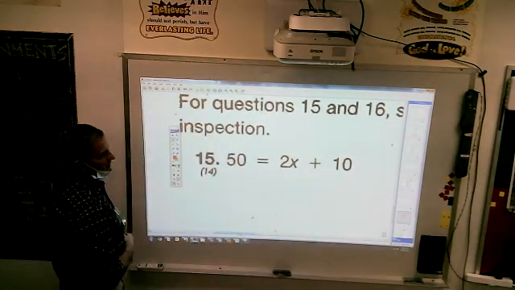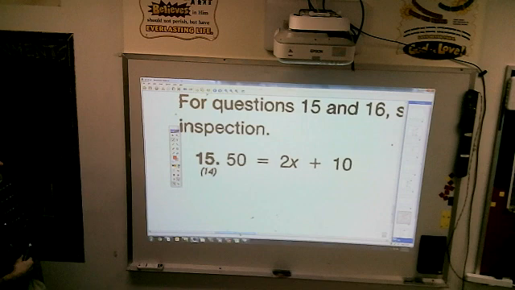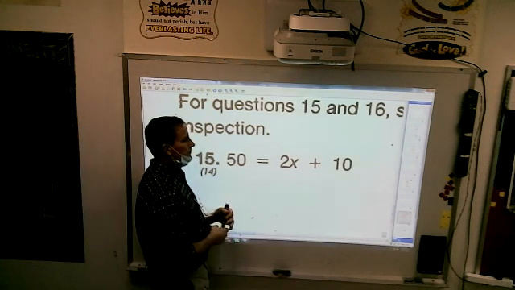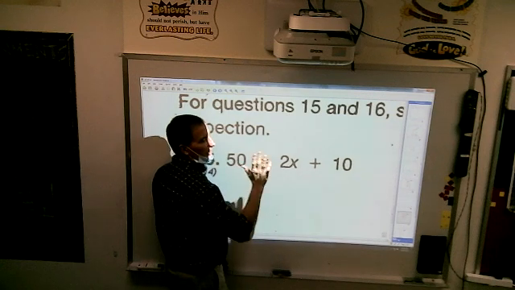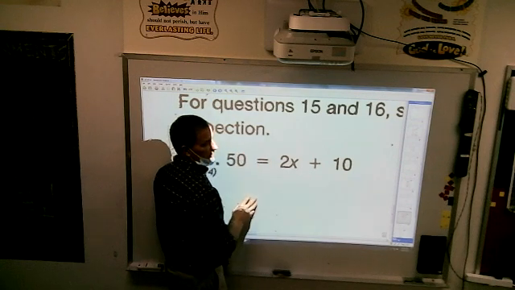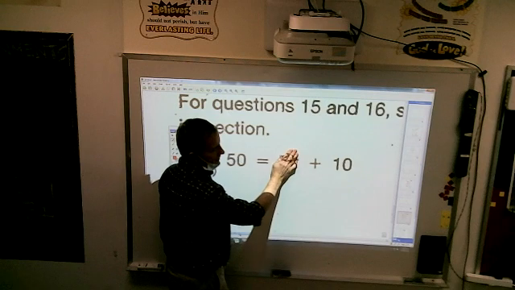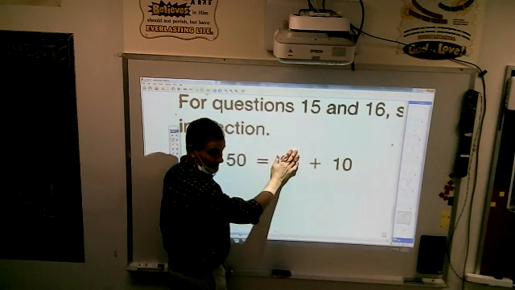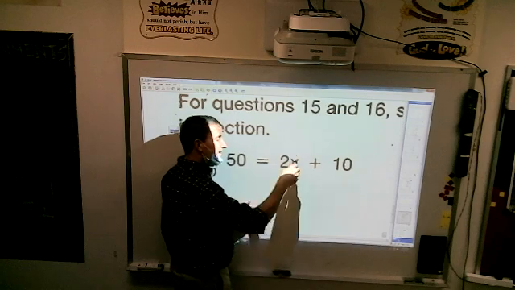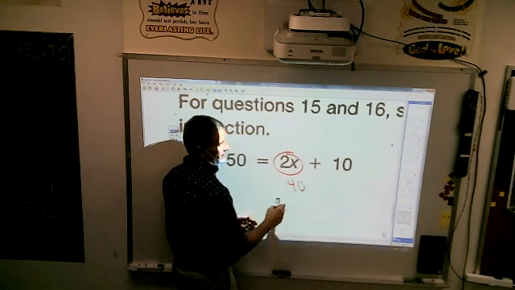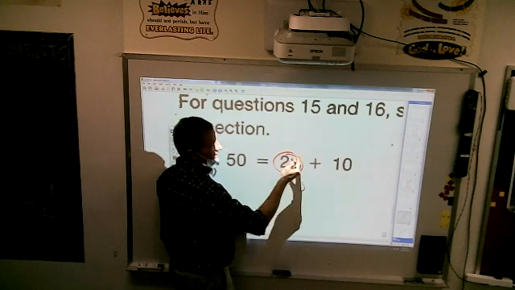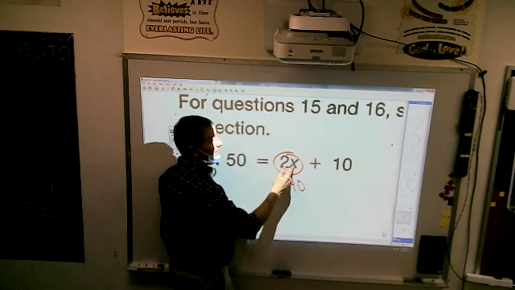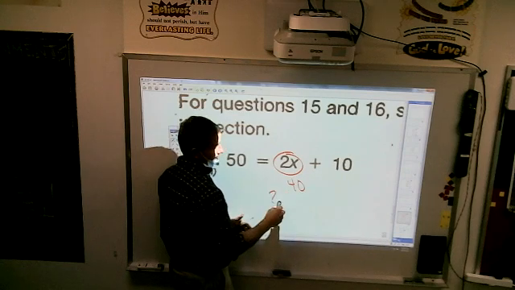Oh, another inspection one. Now, this one you should be able to do by looking at it. Okay, and here's the deal. Always, always, always cover up the number that has the variable or the letter in it first. In other words, say to yourself, what number when I add 10 to it gives me 50? 40. So you know this has to be 40. And then you would go, 2 times what number gives me 40? 2 times what gives me 40? 20.